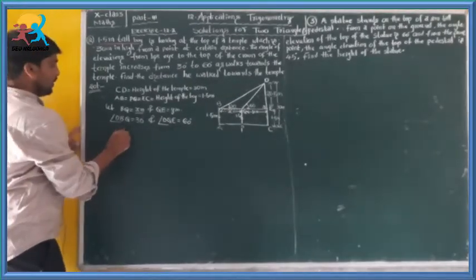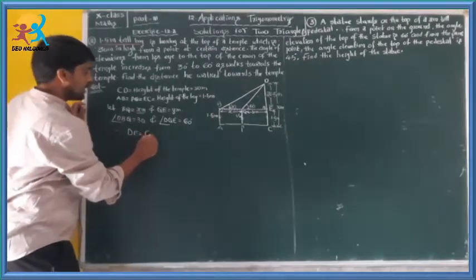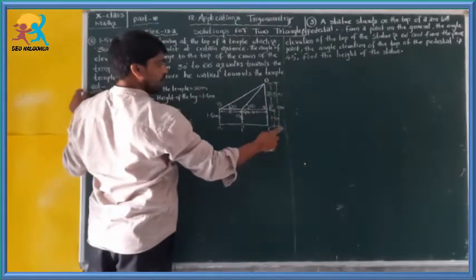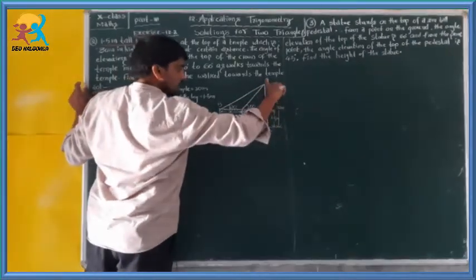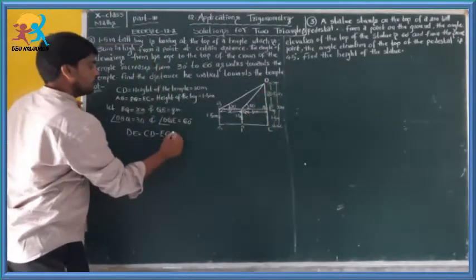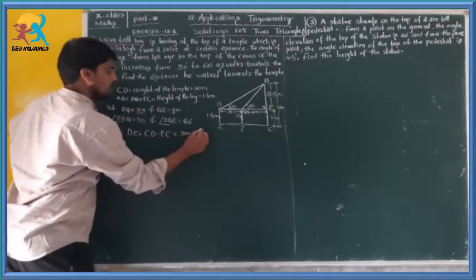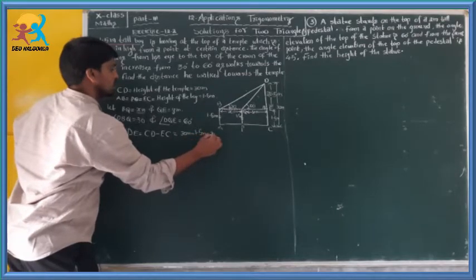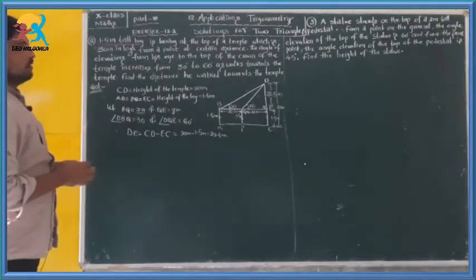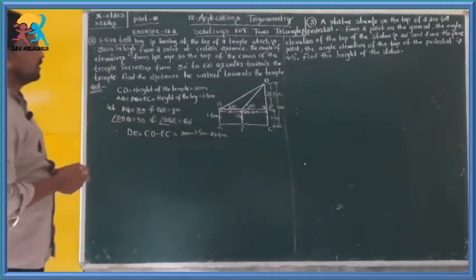And DE, what is DE? DE is CD minus EC. Total height is 30, subtract 1.5, we get the DE length. That equals CD, 30 meters, minus EC, the height of the boy, which gives us 28.5 meters. Right. These are the values taken from the figure.